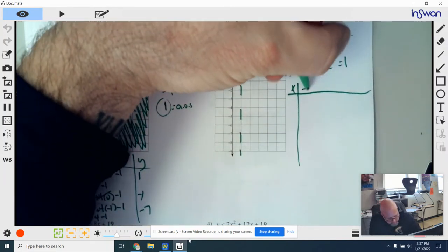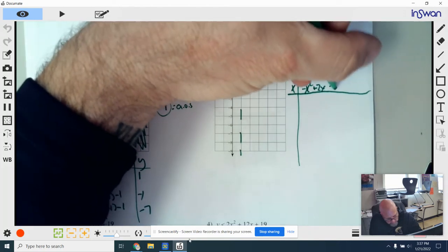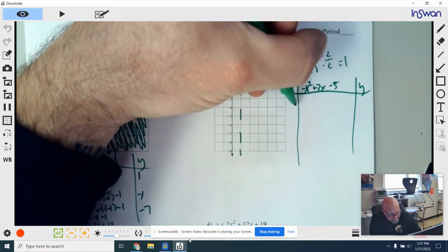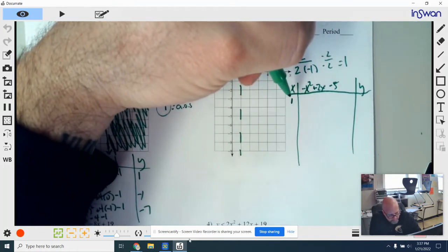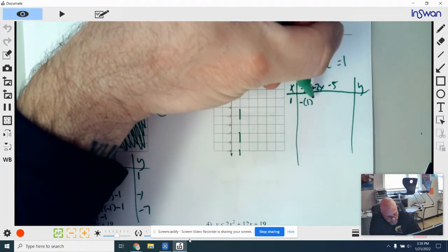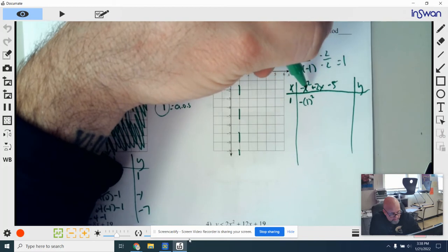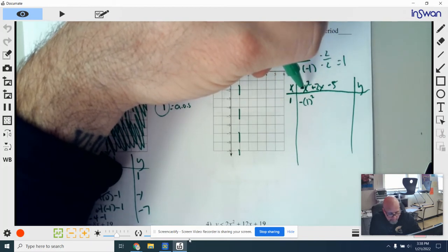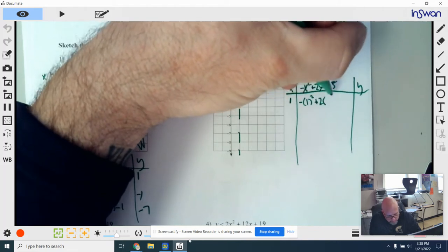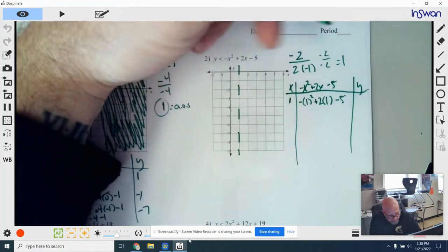So I got -x squared plus 2x minus 5, and then our y. Okay, so we are going to plug in 1 because that's where the axis of symmetry is. So (-1) squared. Notice I put that in parentheses, and that's pretty important. If you don't, you're going to get a wrong answer. Plus 2 times 1 minus 5.